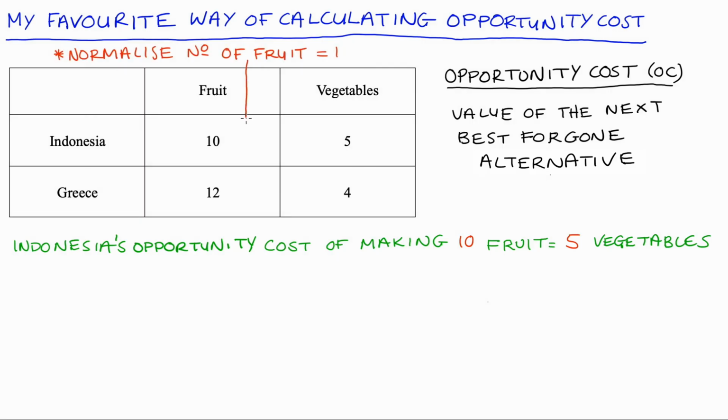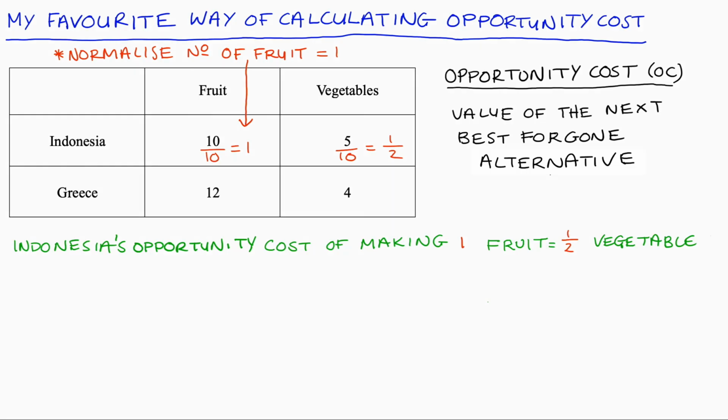What we can do then is divide out our figures to normalize the number of fruit to be equal to 1. So to make 10 into 1, we divide 10 by 10. But we're going to divide the number of vegetables by 10 as well, in order to keep that ratio of that trade-off constant. So 5 over 10 is a half. So we get this result that the opportunity cost for Indonesia of making one more fruit is equal to a half of a vegetable. So we have our opportunity cost just like we want in terms of one more fruit.